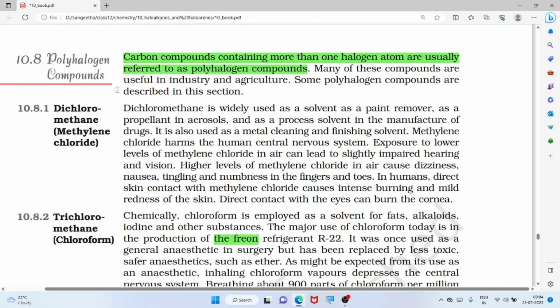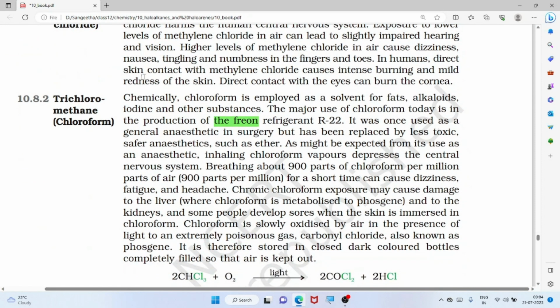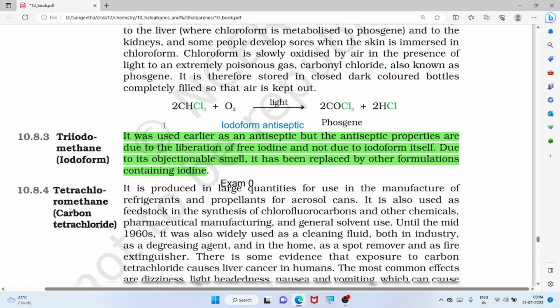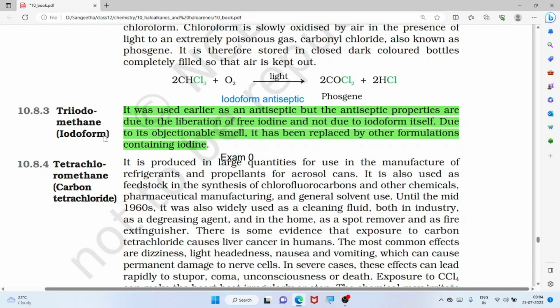Carbon compounds containing more than one halogen atom are referred to as polyhalogen compounds. Trihalomethane: chloroform. This is iodoform. Iodoform is an antiseptic.